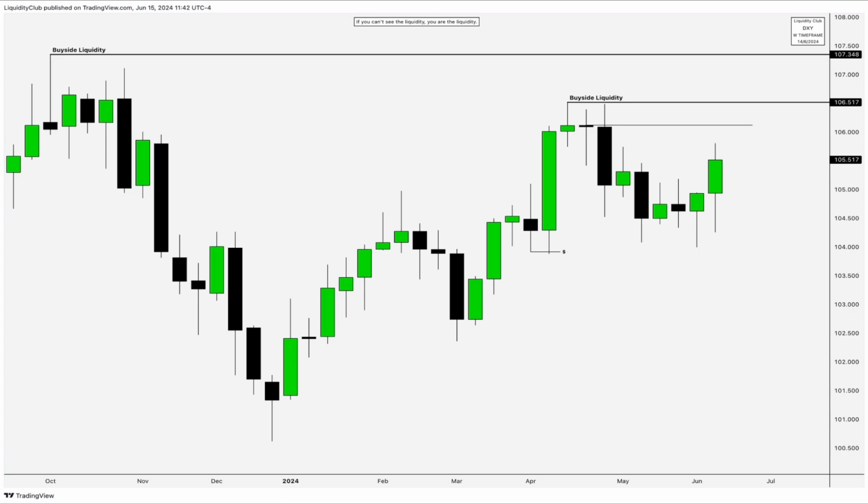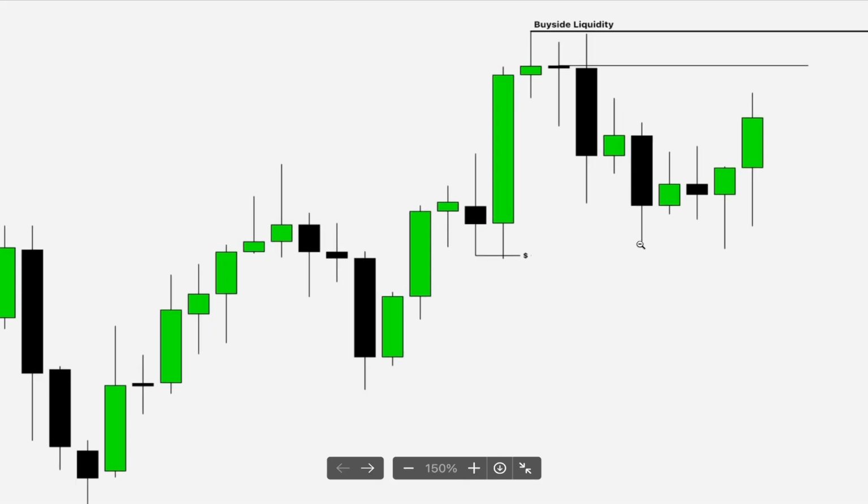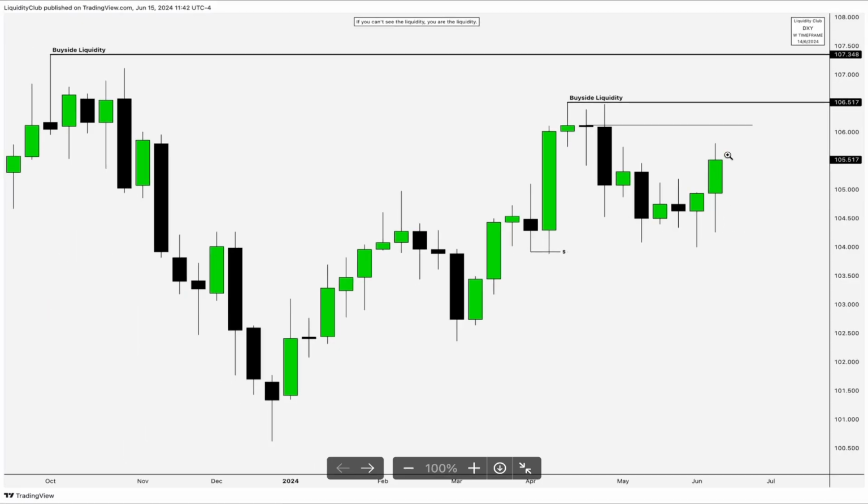Starting with the DXY, here we have the weekly time frame chart. As you can see, after we took out the sell side liquidity, we started seeing some higher prices, as I've mentioned in the last weekly review. Now I'm aiming at this rejection block and the buy side liquidity, and obviously this buy side liquidity.